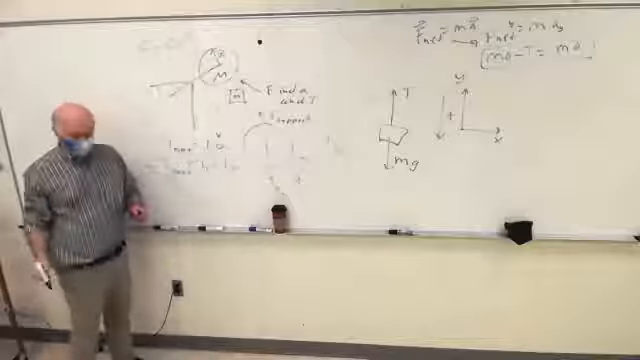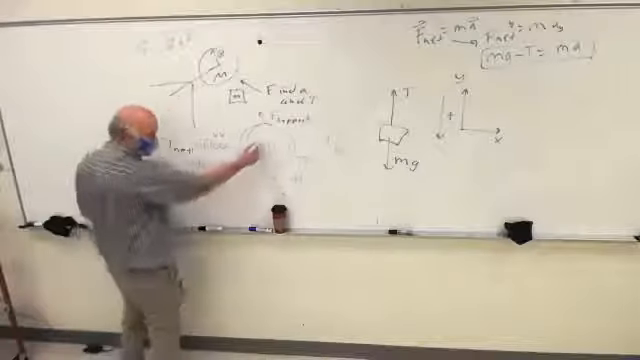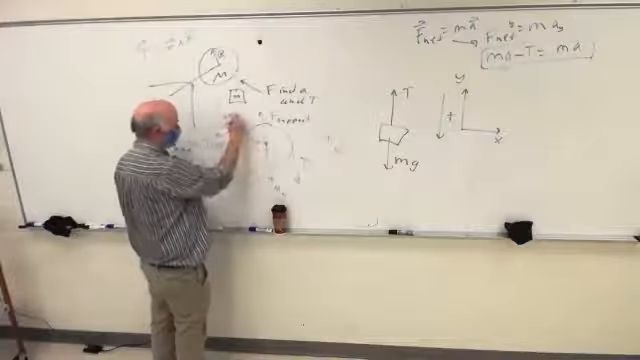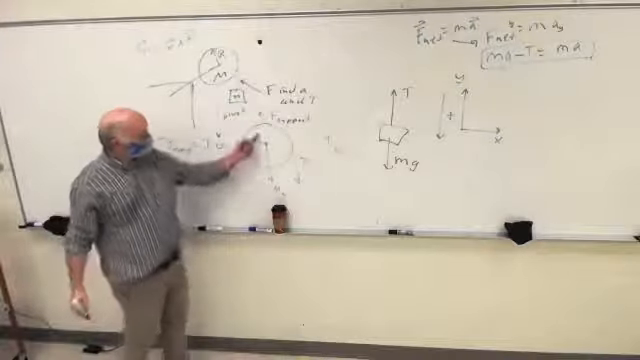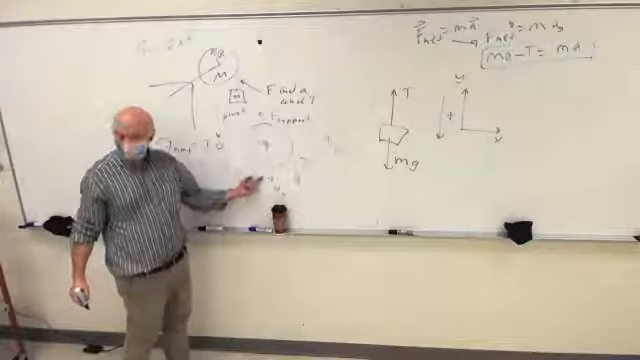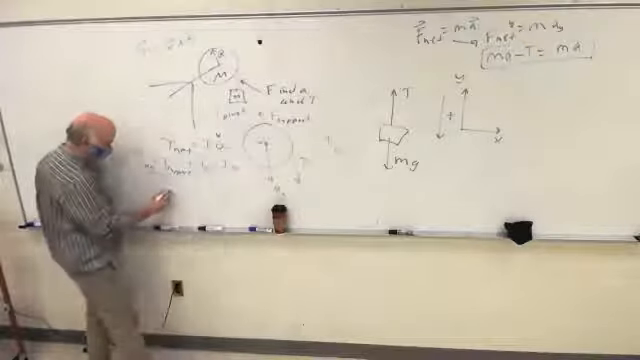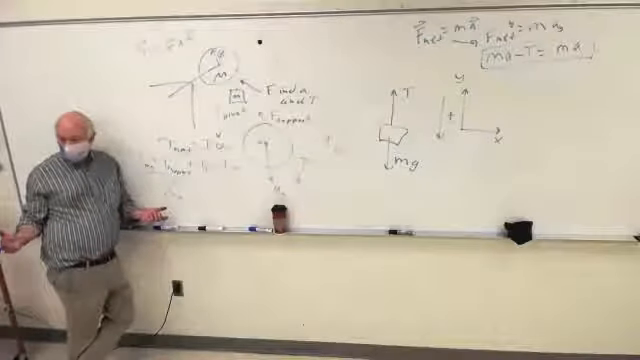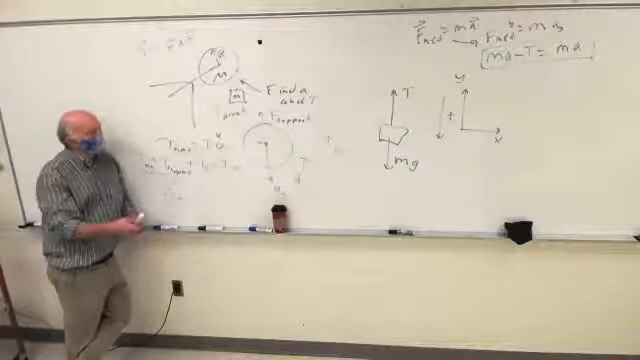Where's your pivot here? Right at the center. This is the center. This is the pivot. So the R for the force from the support and the weight are both zero. These both have R equals zero, so there's no moment arm. Okay? So what's the torque due to the tension?